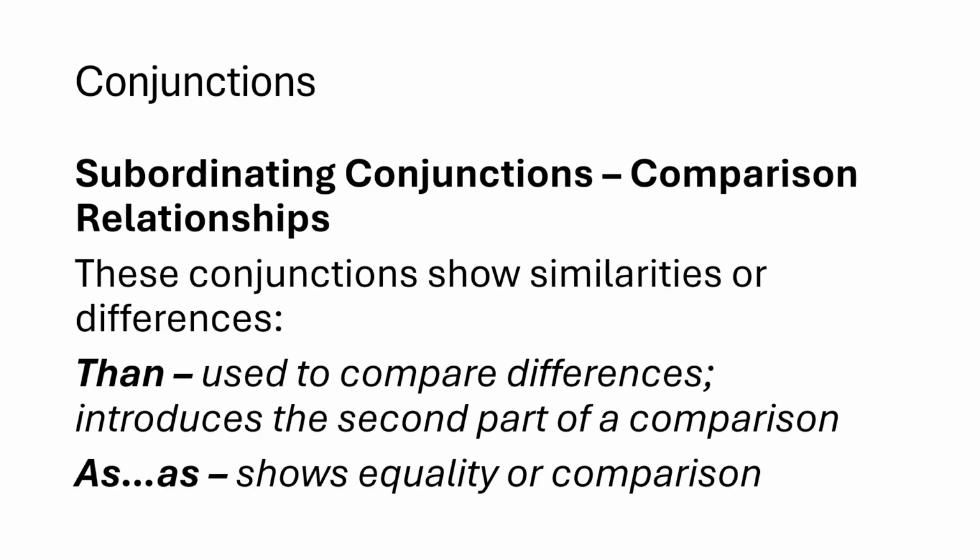These subordinating conjunctions show comparison relationships. These conjunctions show similarities or differences. Than. It is used to compare differences. It introduces the second part of a comparison. As. Shows equality or comparison.